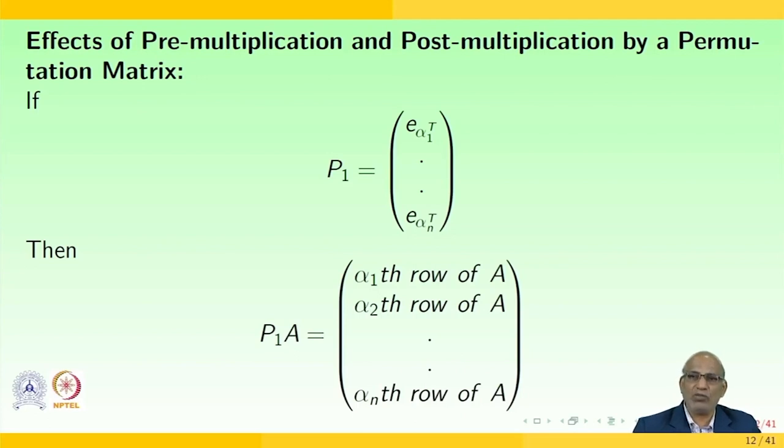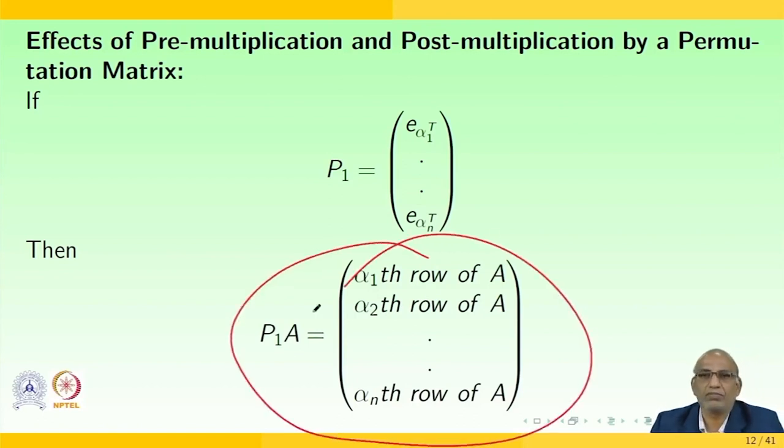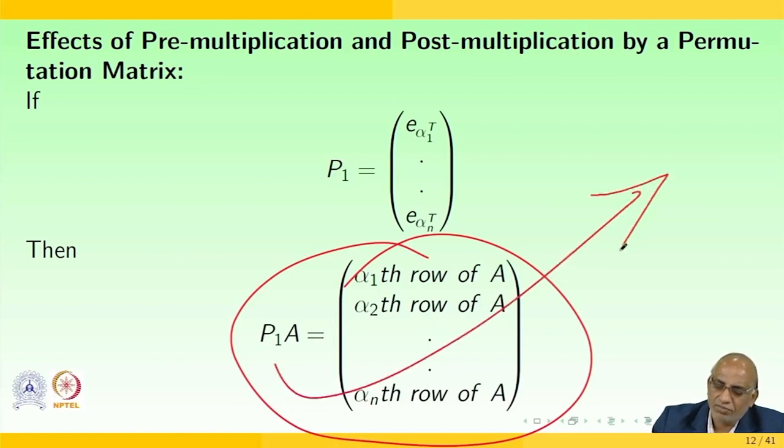Now it is interesting to see the effect of pre-multiplication and post-multiplication by a permutation matrix. If P1 is equal to alpha 1 transpose, alpha 2 transpose, ..., alpha n transpose, let us multiply this matrix with A, P1 into A. So you will have alpha 1th row of A, alpha 2th row of A, like that alpha nth row of A. So essentially you will have this matrix P1 of A.